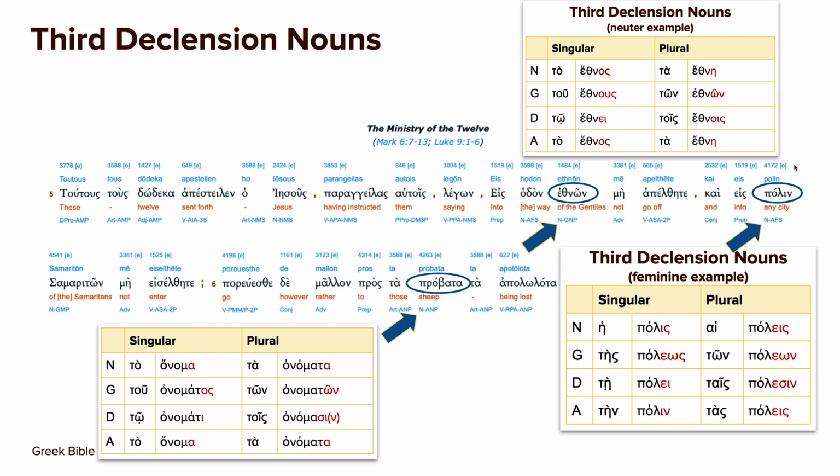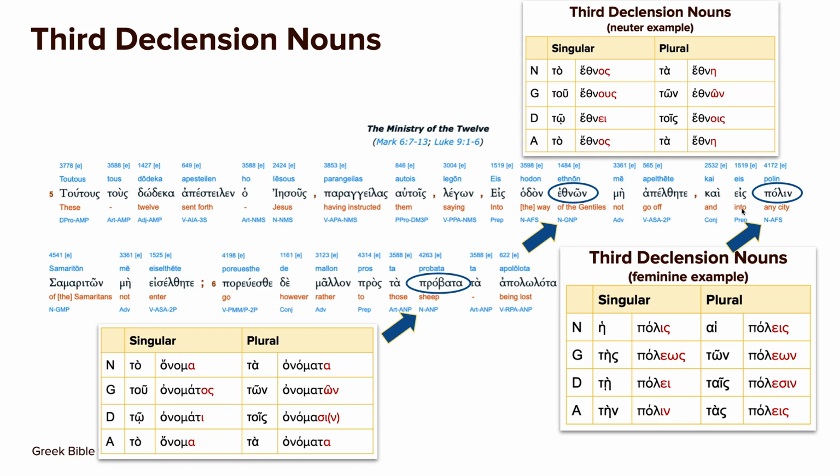All right, so let's look at this third declension noun here, polin. Any city. So here, any city, because it doesn't use the definite article, it's translated any city. Just go to the cities of the Samaritans. All right. This is from the feminine third declension noun, polis. So we have he polis, tes poleos, te polei, ten polin. Hai poleis, ton poleon, tais polesin, tas poleis.